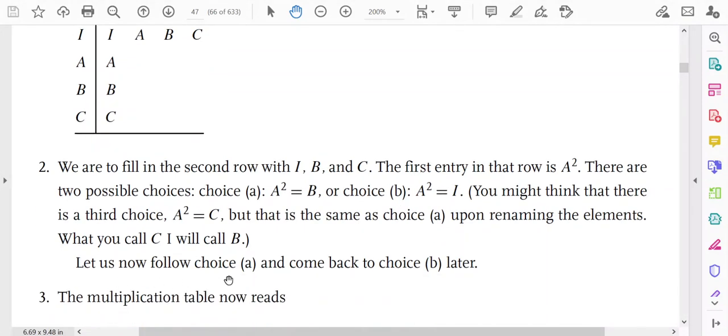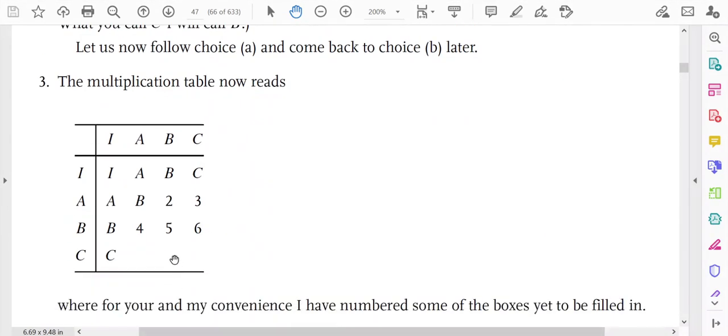Now let us follow the choice A. So let us construct the table with this choice, that is A square is equal to B, and we will come back to the choice A square equal to I later on. Now the multiplication table will be like this. We have written A square is equal to B here, and the rest of the positions we have just named 2, 3, 4, 5, 6. We have to find out the values of the points 2, 3, 4, 5 and 6.